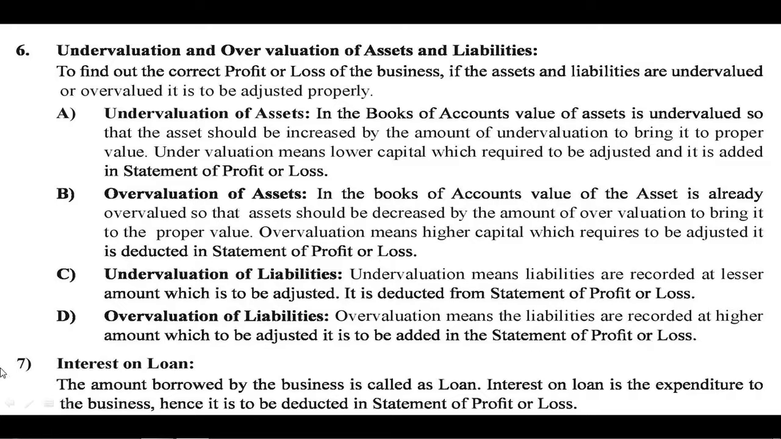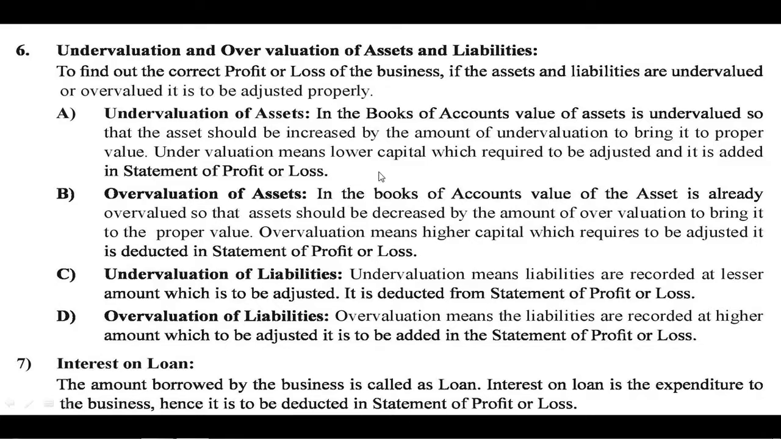Point number 7 is interest on loan. This is called the cost of borrowing. When the businessman has borrowed a loan, he has to pay the interest on that loan. It is the cost of borrowing. So it is an expenditure for the business. Therefore, it is deducted from the statement of profit or loss.